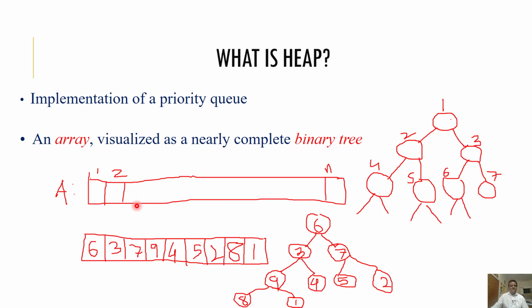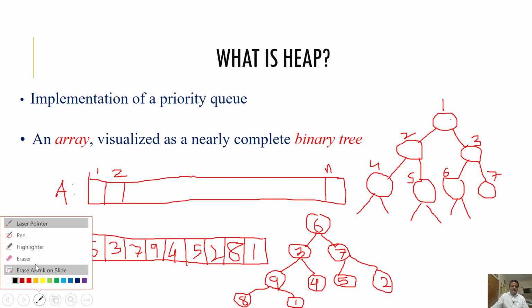So, just a visualization. This is the root. Who are the children of this element? The children are 2 and 3. Now, if you take the ith element, say i is equal to 3, who are the children? 6 and 7. That means 2i and 2i plus 1.